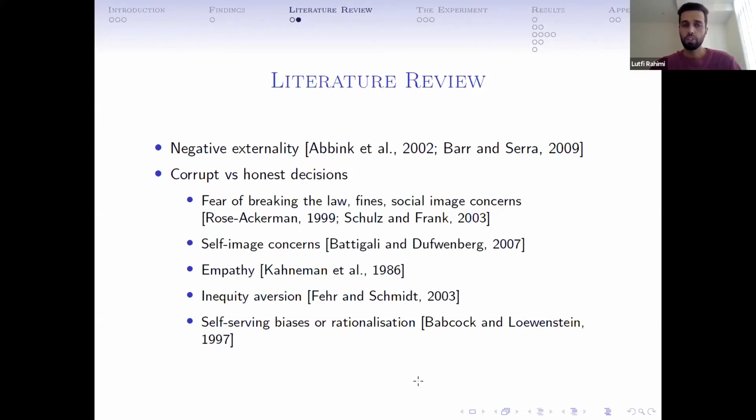And the novelty of our paper is that the negative externality that we have in the experiment is just delaying the timing of the delivery of the service, rather than making them face a monetary loss. So our paper also speaks to this literature.